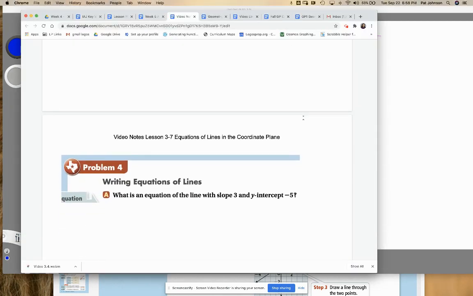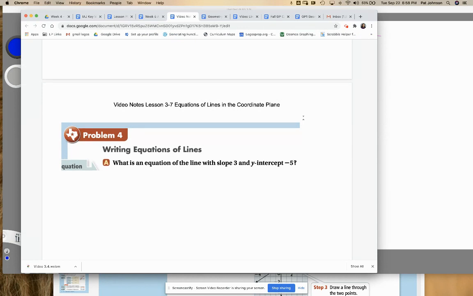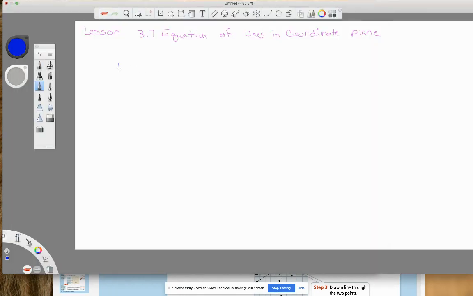They want us to write an equation. That's what they're implying. What is an equation of the line with the slope 3 and the y-intercept negative 5? So they give us a slope, and they give us a y-intercept, which is b, of negative 5. So what equation uses those two things? Y equals mx plus b, which is slope-intercept form.